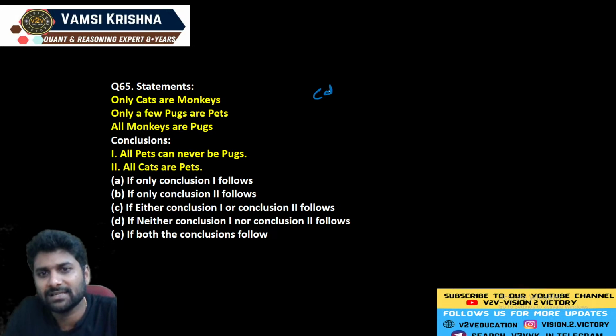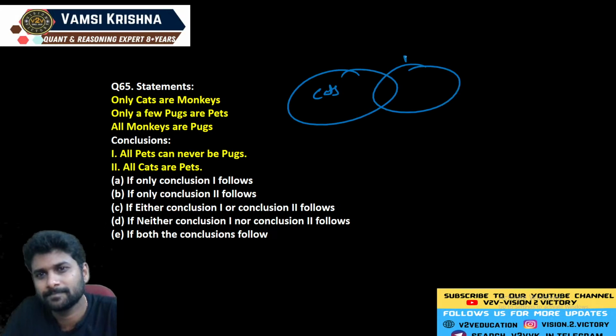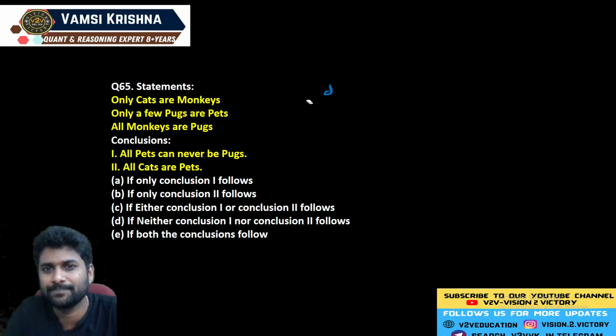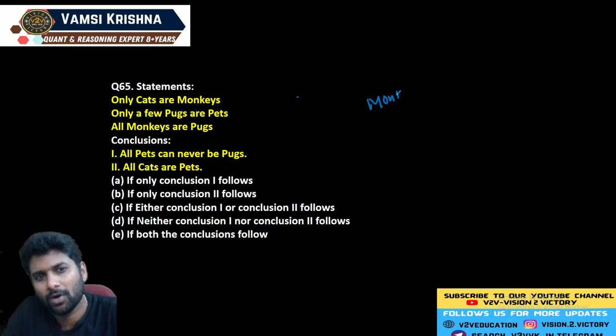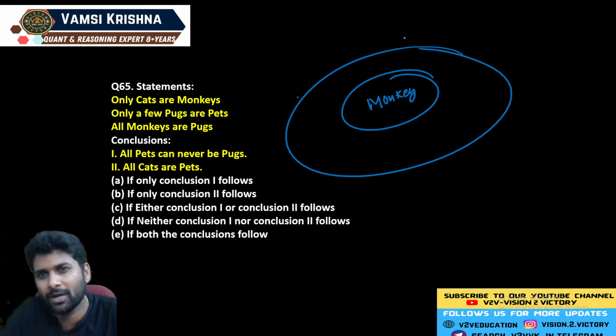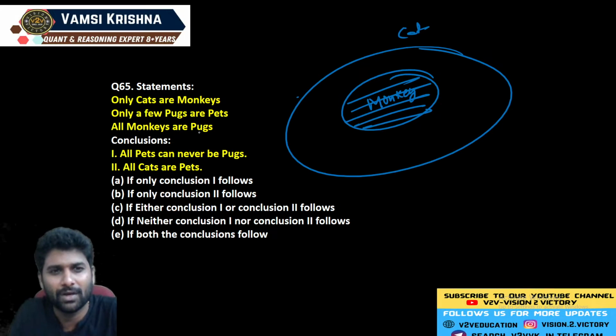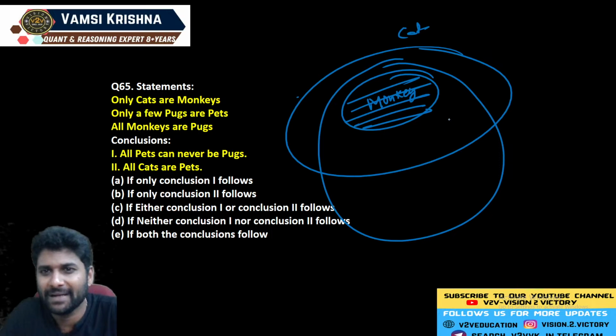Now, only cats are monkeys. Only cats are monkeys means all monkeys belong to cats. You can't place these monkeys into any other region, remember. Only few pugs are pets.